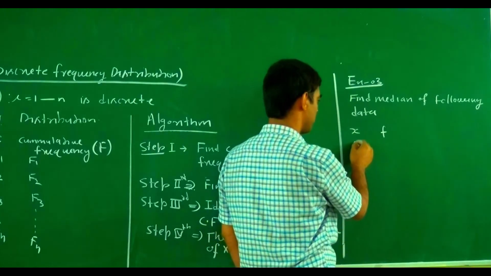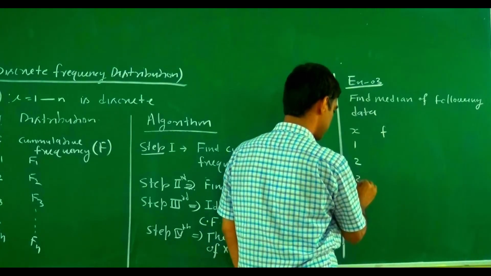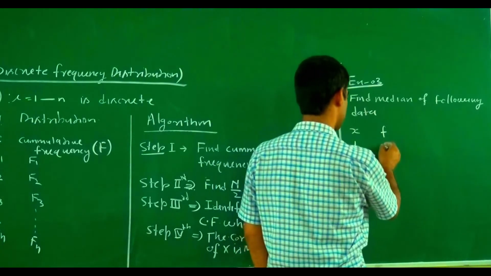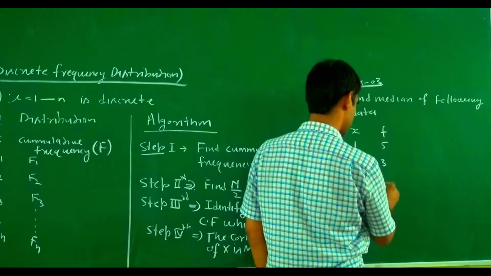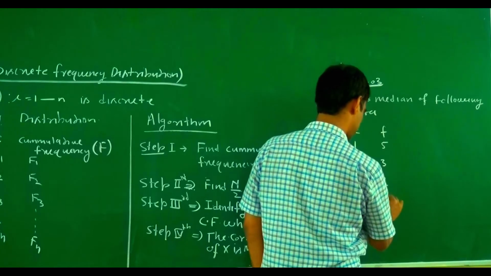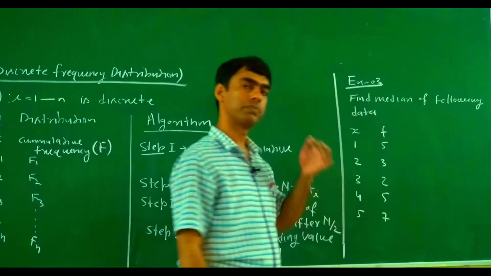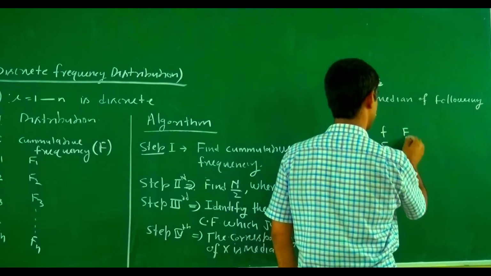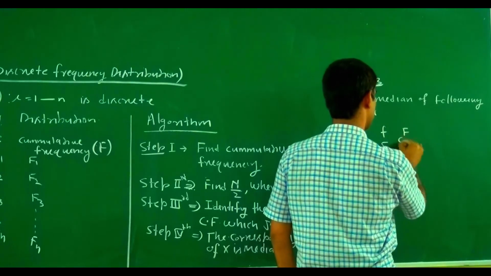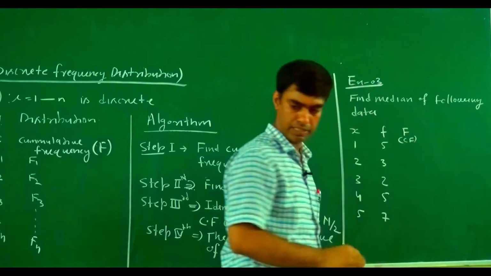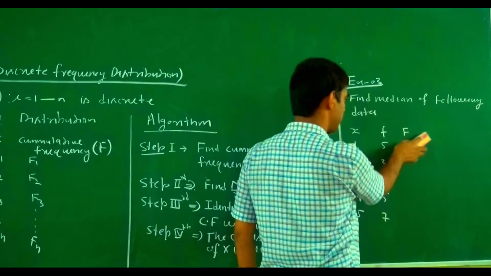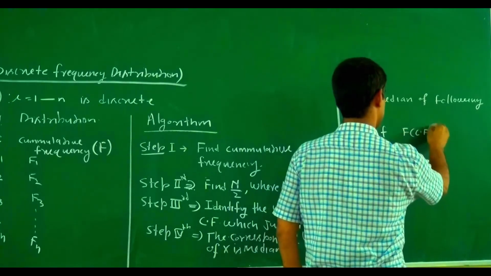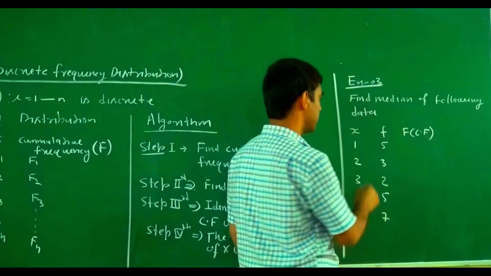So x is, suppose, 1, 2, 3, 4 and 5, and the corresponding values of f are 5, 3, 2, 5 and 7. This is given. So what is the cumulative frequency here? Capital F is the cumulative frequency. We write CF, cumulative frequency, adjacent to f here.